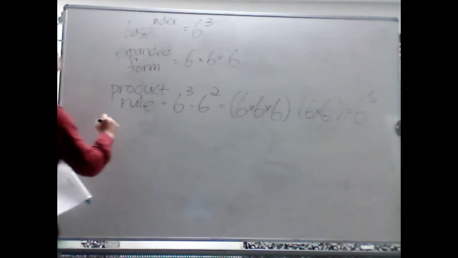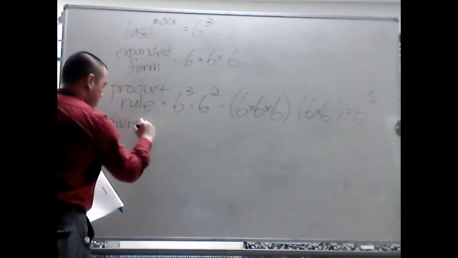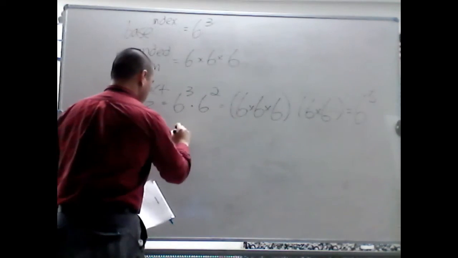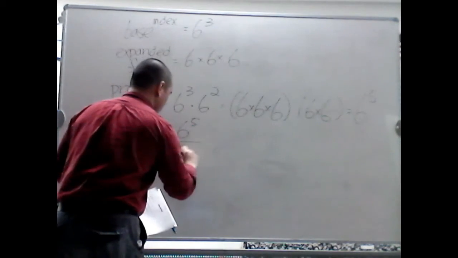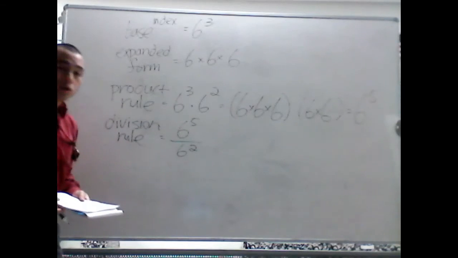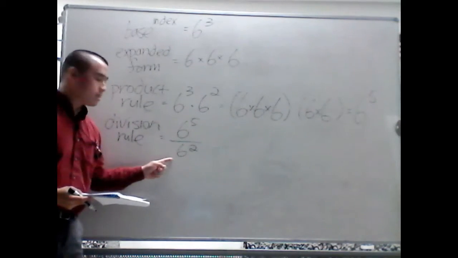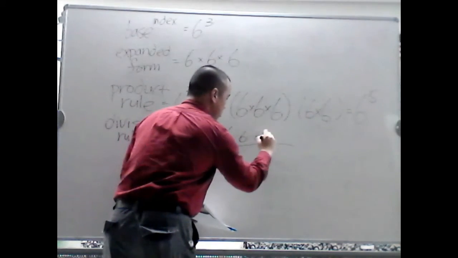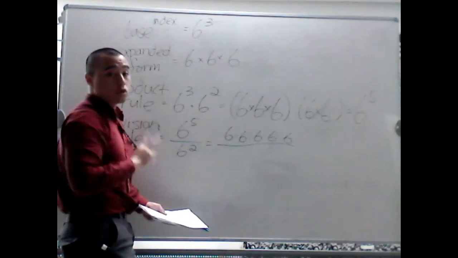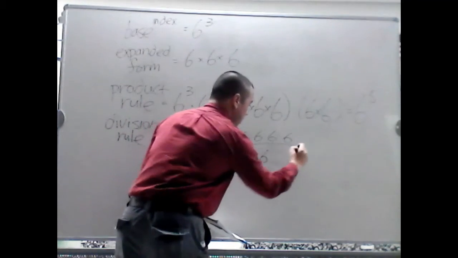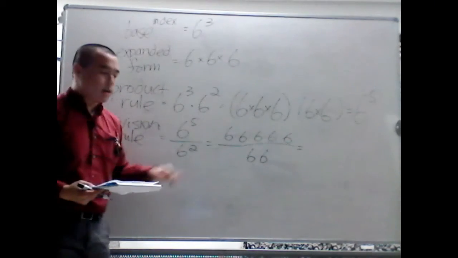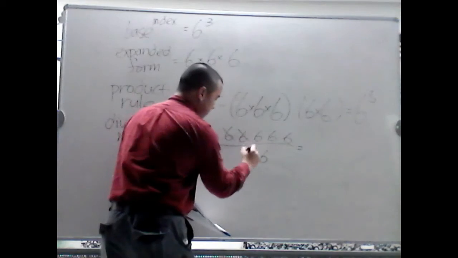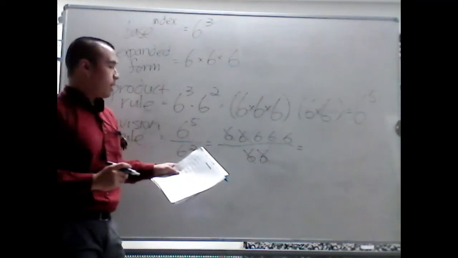Next, division rule. So division rule is shown as such. If I have 6 to the fifth divided by 6 to the second, we write it out. 6 to the fifth is just 5 6's multiplied by each other. And 6 squared is 2 6's. Now, previously you may have learned that if you have something in the numerator and the denominator that are the same, you can cancel them out. So let's do that. So I'm left with 3 6's, and that's 6 to the third.